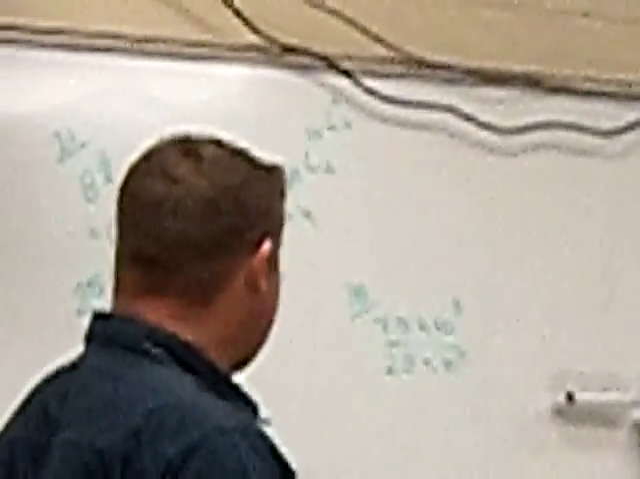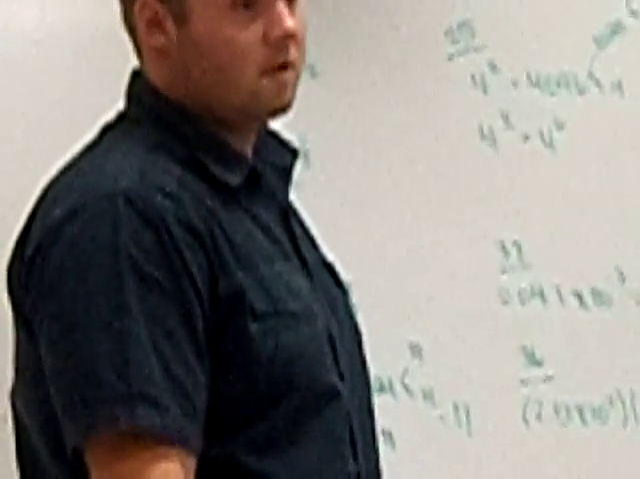So 4,096 is 4 to what power? The 6th. You have 4 to the x equals 4 to the 6th. Are your bases the same? Yes. Set your exponents equal to each other. X equals 6. Does that make sense? Any questions so far through 25?